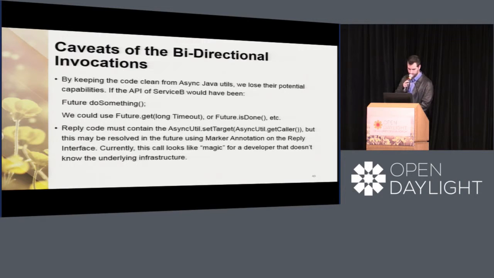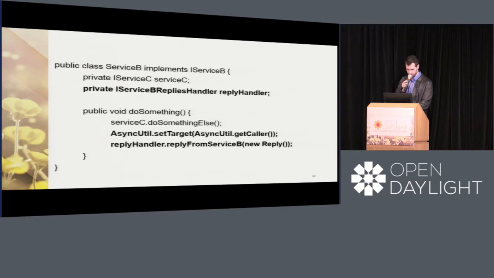So what are the caveats of what I just showed you? By keeping the code clean from the async Java utilities like future and listenable future, we lose their capabilities, right? If the API of do something were a future, we could look at the result and use future get with timeout or future is done. These are capabilities that you get when you use Java's future. Of course, that's a trade-off. When you want everything to be seamlessly asynchronous, you can't really do this. With the current implementation of the infrastructure, the reply code must contain the async util set target.